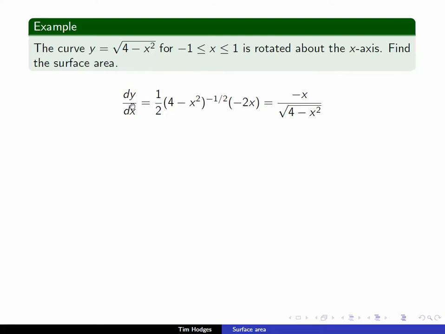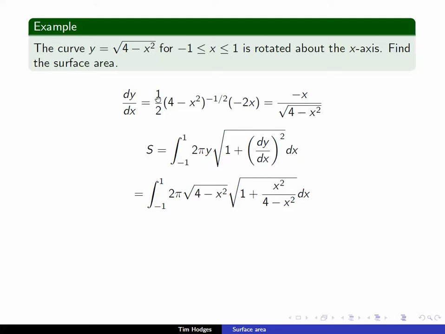So the derivative using the chain rule turns out to be minus x over root 4 minus x squared. So the integral we need is the integral between minus 1 and 1, 2 pi y, root 1 plus (dy by dx) squared. In this case, when we substitute in for y, that's root 4 minus x squared. Substituting in here for the derivative, we get square root of 1 plus x squared over 4 minus x squared. This appears to be a complicated integral, but in fact it simplifies considerably.